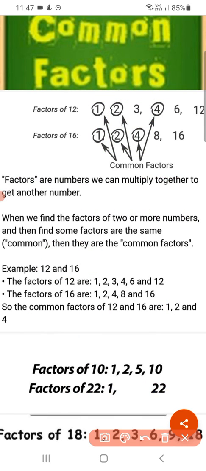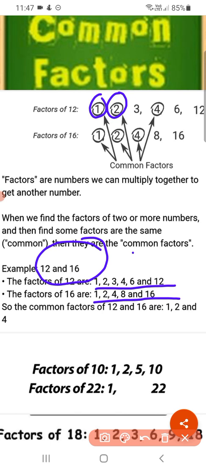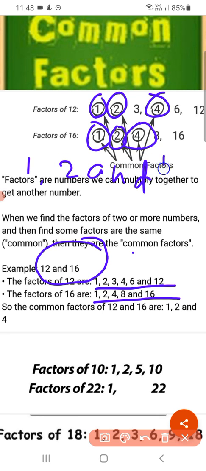Let me repeat this, children. Here we are finding the factors of 12 and 16. First find the factors of 12, then find the factors of 16. Here 1, 2 and 4 are common in both, are same in both. So the common factors of 12 and 16 are 1, 2 and 4.